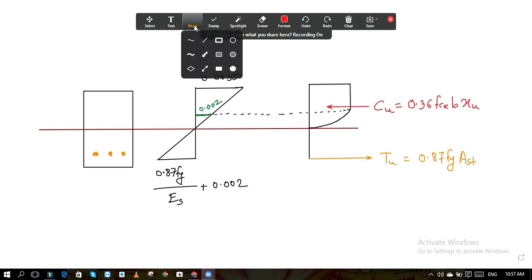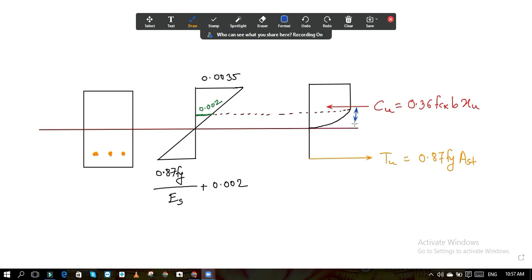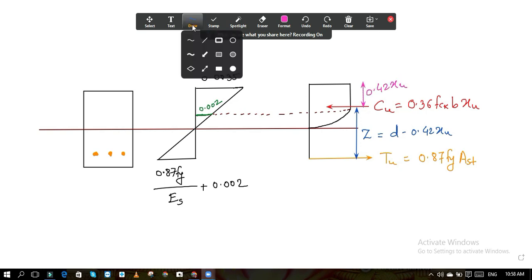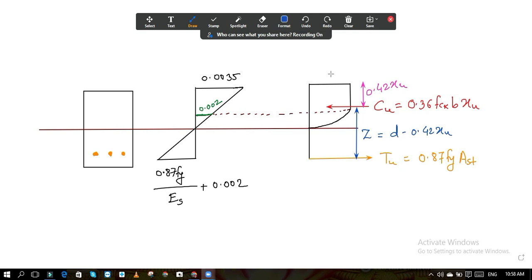This is the value of Cu, and the distance between Cu and Tu is called the lever arm. This distance between these two forces is called Z, that is the lever arm. It is d minus 0.42 Xu. So how does it come? You know that this distance is 0.42 Xu. And now the effective depth. This will be the effective depth, this is your small d.